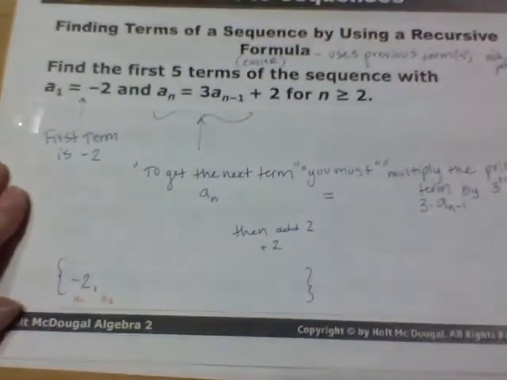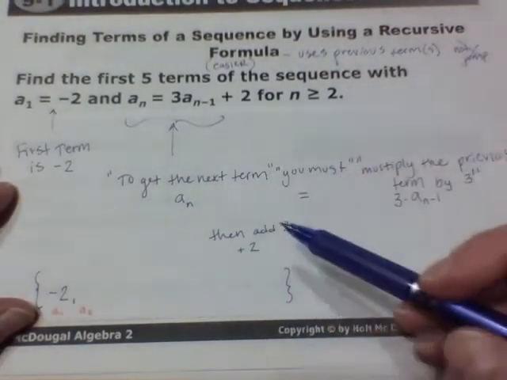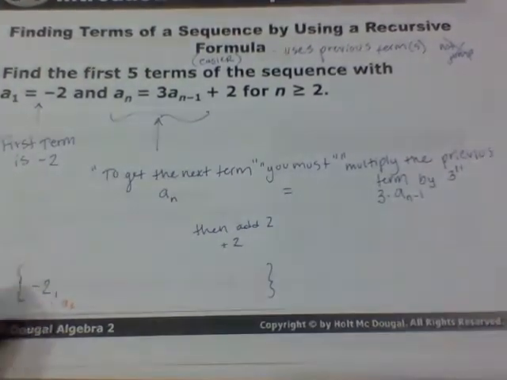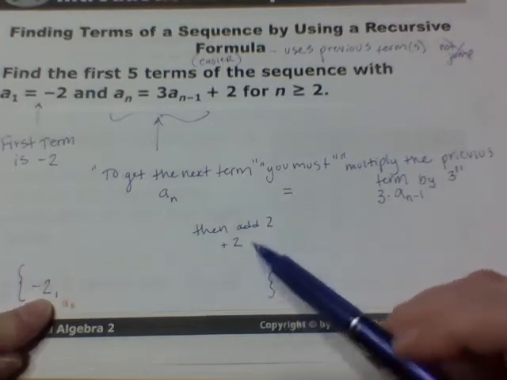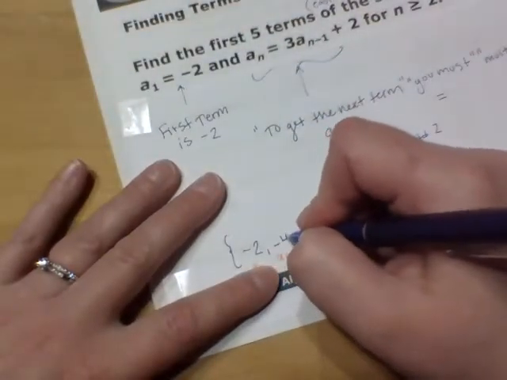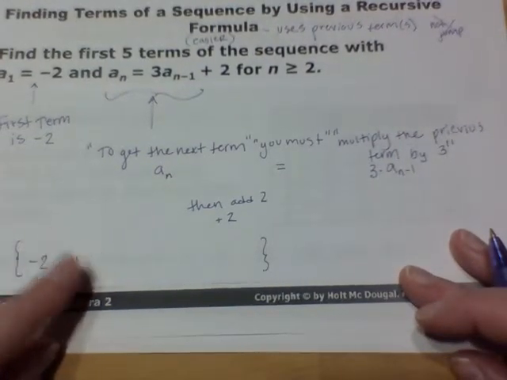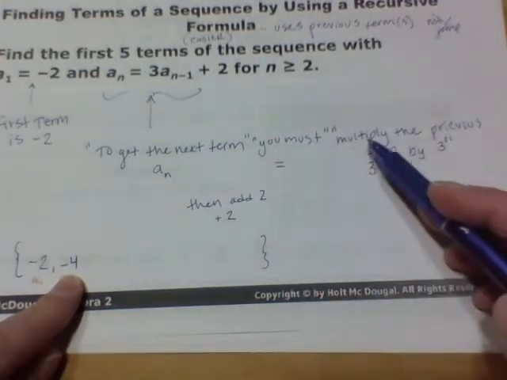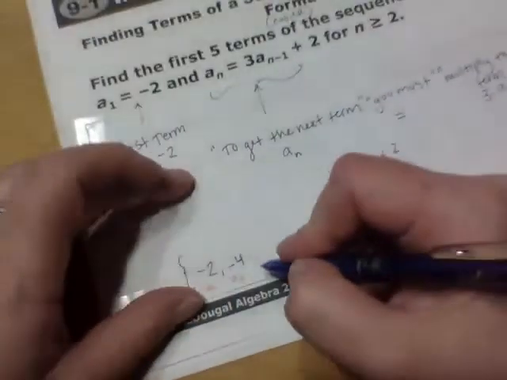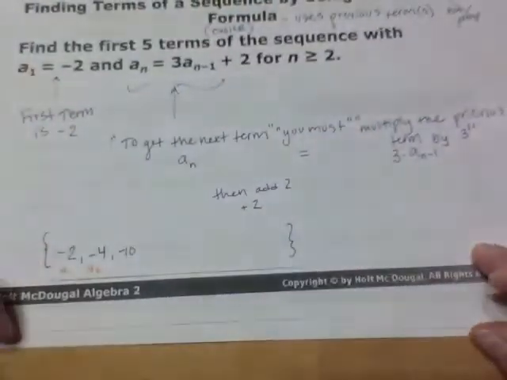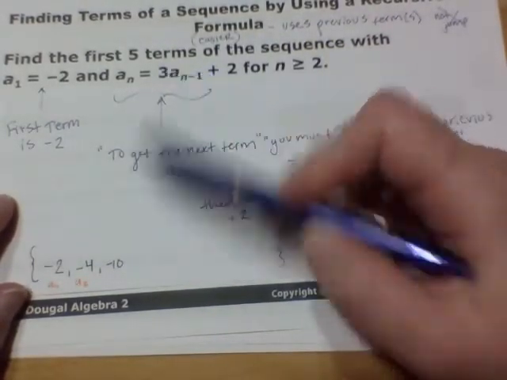So the next piece that we're using is this formula. To get the next term, I'm going to take the previous term, which is negative 2, multiply by 3, so that's negative 6, and then add 2, so negative 4. Again, do the same thing. To get the third term, I'm going to take negative 4, multiply it by 3, so negative 12, and add 2, so negative 10. And so really you're just plugging in right here the previous number.